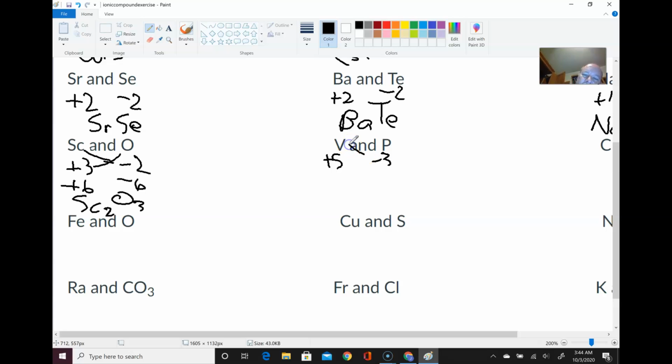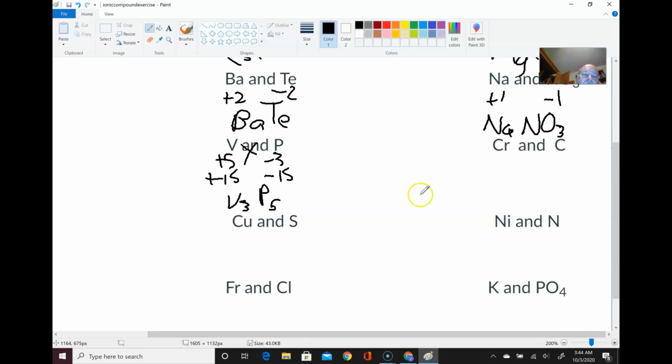So I could either switch the numbers here, or I could multiply 3 times 5, and that'll give me 15, and that means I would have -15 charges and +15 charges. And so I just asked the question then, how many -3s do I need for -15? And that would be 5. And how many 5s do I need to get 15? And that would be 3. So my formula would be V3P5. Okay.